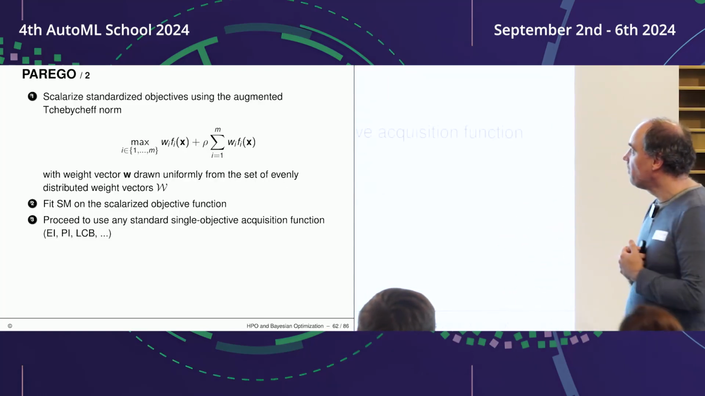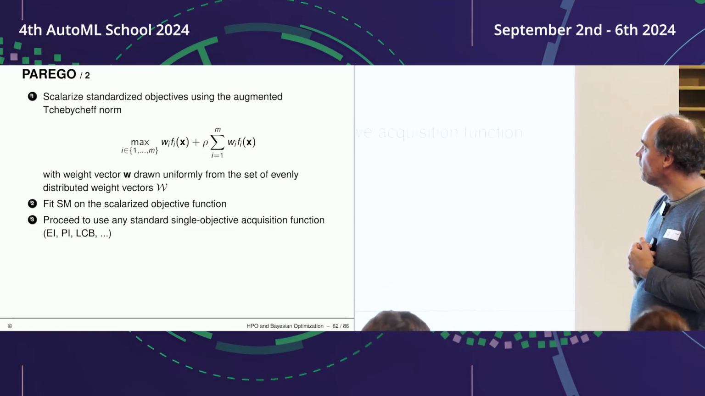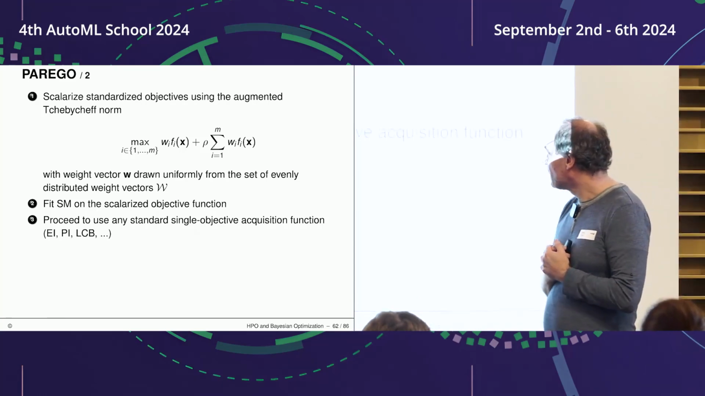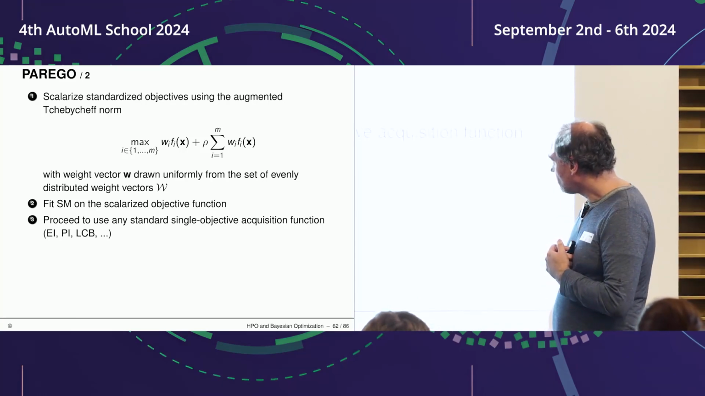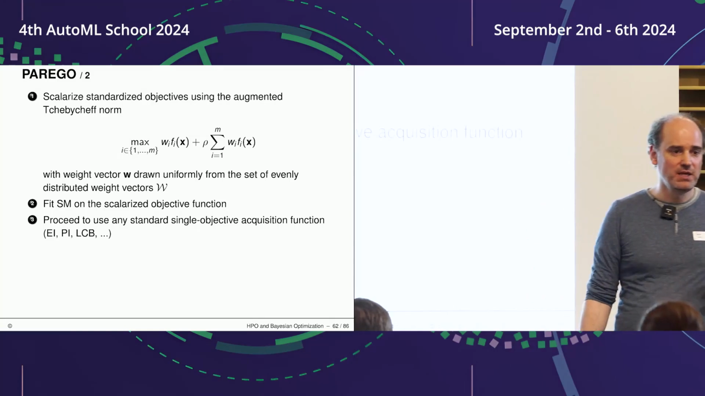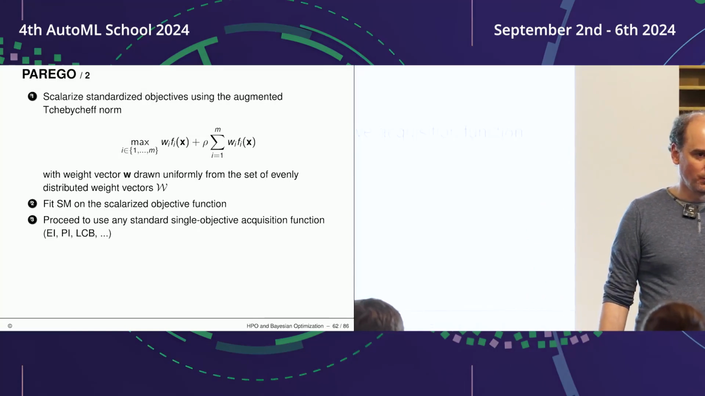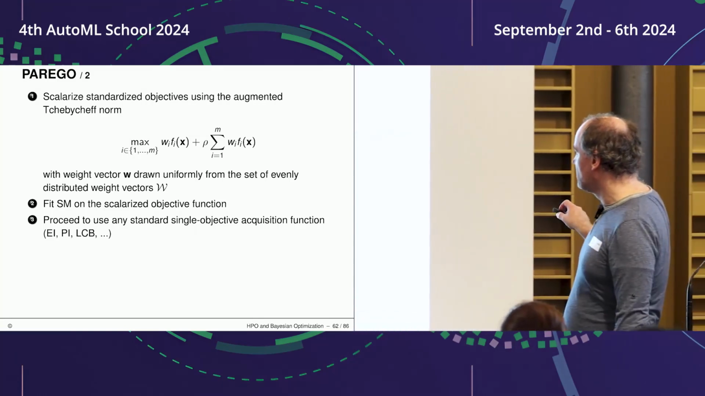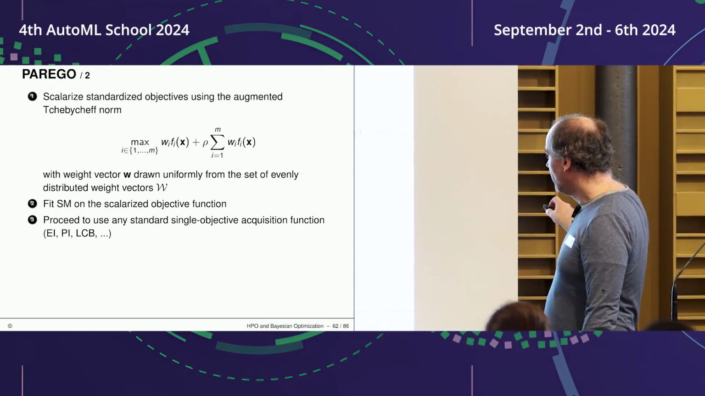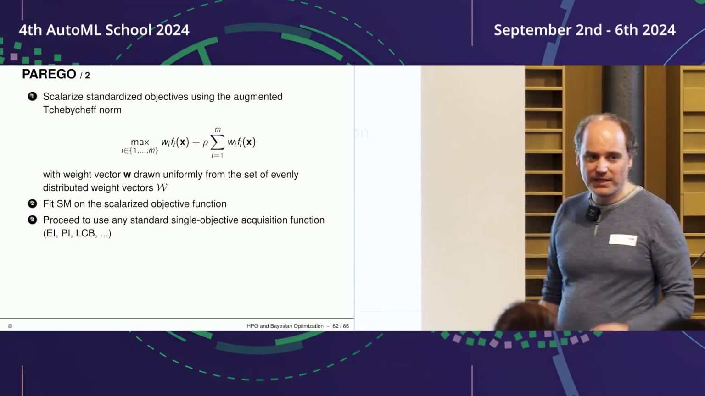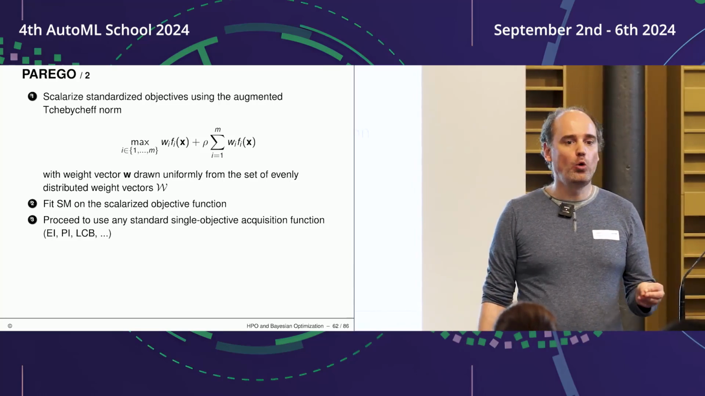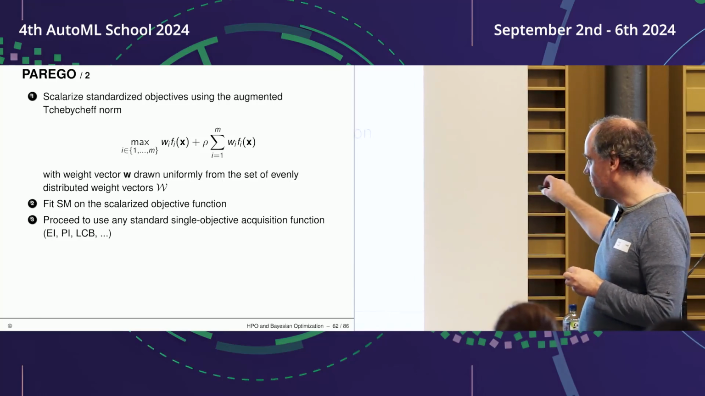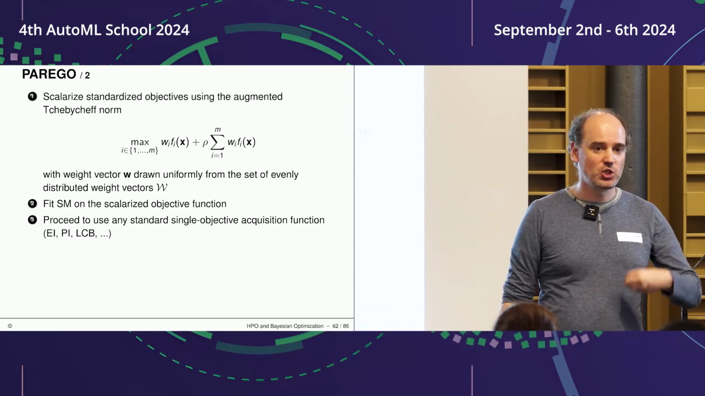One is ParEGO. This is also fairly old and pretty simple. What this does is it does not model each outcome independently with an individual GP or with a multi-outcome GP. In every iteration, it performs a weighted combination of all of the objectives. This weighted combination is random, so in every iteration it changes.